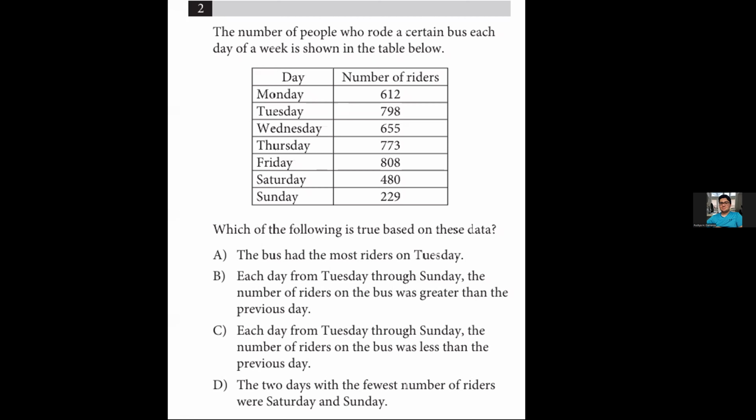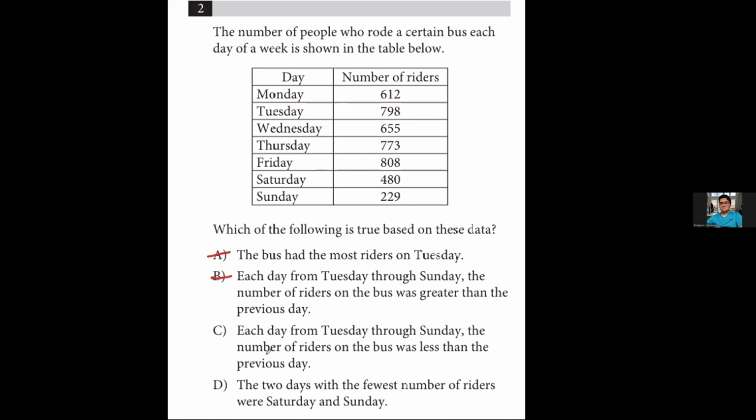Okay, so for question two, we just have to go through the answers. So, A is the bus had the most riders on Tuesday. Well, on Tuesday there's 798, but there's more on Friday, so this is not true. Every day the number of riders was greater than the previous day. Well, no, not really, because for example, it goes down from Friday to Saturday, so no.